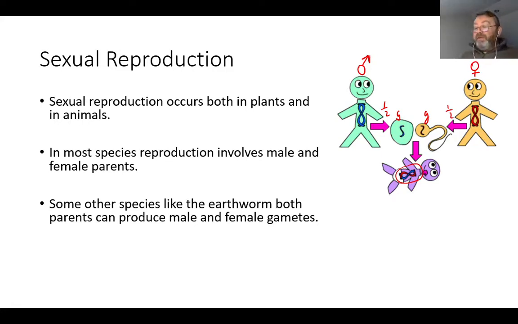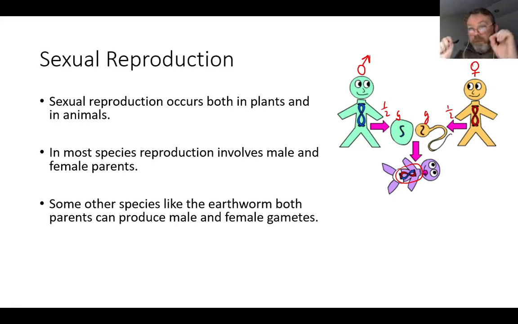In some other species, like the earthworm, both parents can produce male and female gametes. Now, in human species, males make male gametes, females make female gametes. In the earthworm, the one worm can make both male and female gametes.